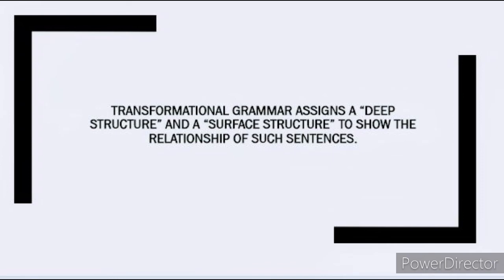Transformational grammar, also called transformational generative grammar, is a system of language analysis that recognizes the relationship among the various elements of a sentence and among the possible sentences of a language, and uses processes or rules to express this relationship.